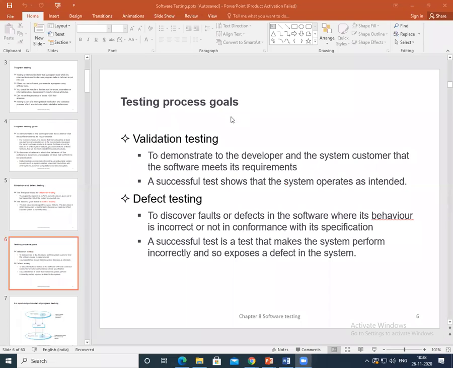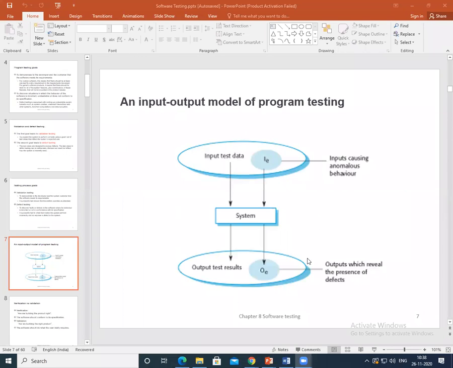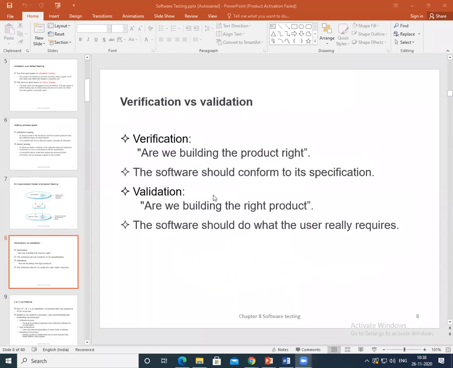Then we have testing process goals, achievement. Then we have the models being explained here: the difference between verification and validation. I said basic verification is to identify the requirement specification.